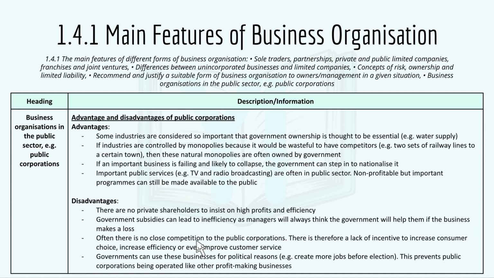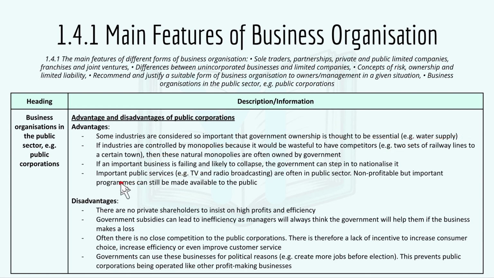Then we have advantages and disadvantages of public corporations. Advantages include: number 1, some industries are considered so important that government ownership is thought to be essential, like water supply. Number 2, if industries are controlled by monopolies, because it would be wasteful to have competitors, like to set up railway lines to a certain town, then these natural monopolies are often owned by the government. And if an important business is failing and likely to collapse, the government can step in to nationalize it.